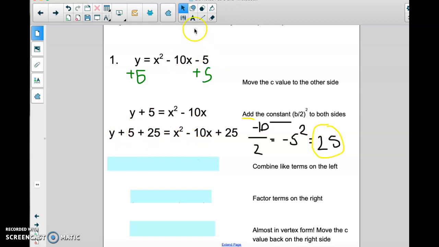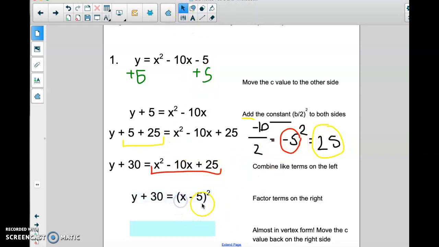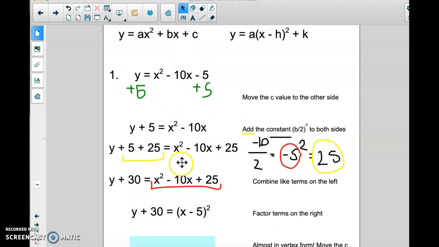Okay, now lots going on both sides, right? So what we could do is combine these terms. 5 plus 25 is going to give me 30. On the other side, what we can do is factor. So two numbers that multiply to 25 and add to negative 10. Remember where we've seen this before? It's this number right here. Whatever b divided by 2 is, that's my number to factor. So it's going to be negative 5, right? Negative 5 times negative 5 gives me 25, and when I add negative 5 plus negative 5, it gives me negative 10. So now that I've simplified the left and the right side, it's almost in my vertex form.